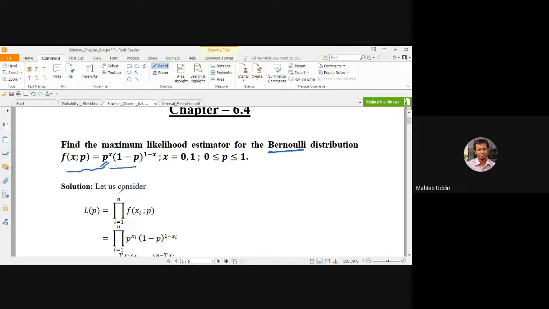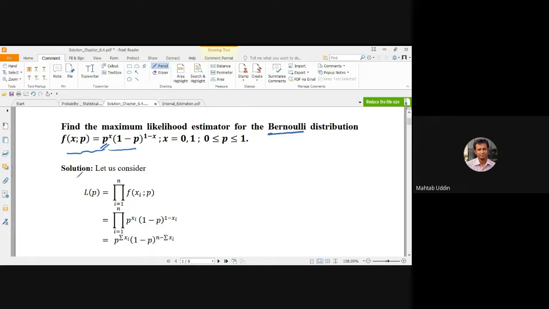Let's go. We are considering a likelihood function. Let us consider, we should write here a likelihood function, but if you write L, that's enough. This is the likelihood function L(p). L for likelihood function, p for the estimator that you need. The product of the given function, you can see xi, that means i number of entries there, i equal to 1 to n, total n number of entries.